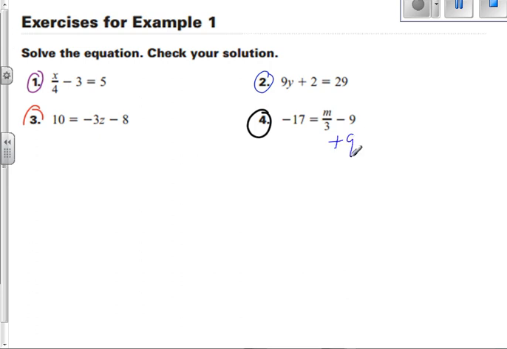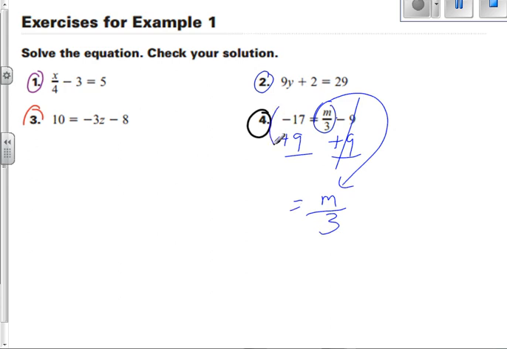I'm going to add 9 to both sides of my equation. Add 9. The 9's on the right will cancel. It equals 0. I'm left with just m over 3. So let's bring that down. M divided by 3 is equal to, now I'm looking at negative 17 plus positive 9 would give me negative 8. Then you're going to multiply both sides by 3.